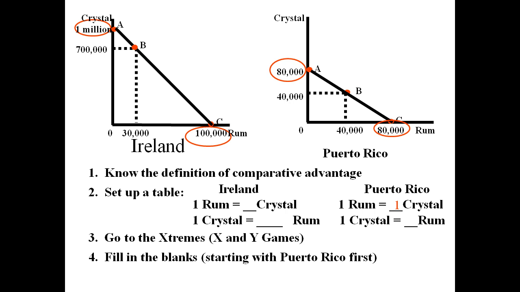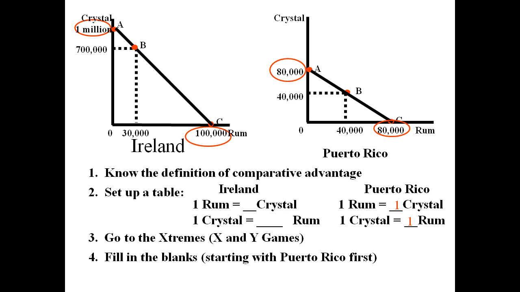Now we're going to do the same thing with crystal. If we focus on making 1 crystal, at point A we've got 80,000, so we divide by 80,000. We do the same thing on our x-axis at point C: 80,000 divided by 80,000 is 1. So if Puerto Rico focused on making crystal, for every 1 crystal they're giving up 1 rum.